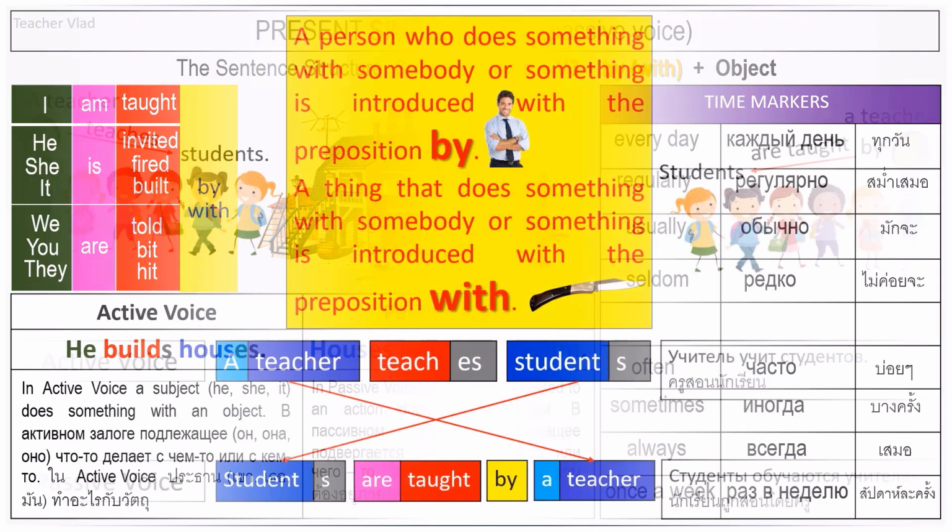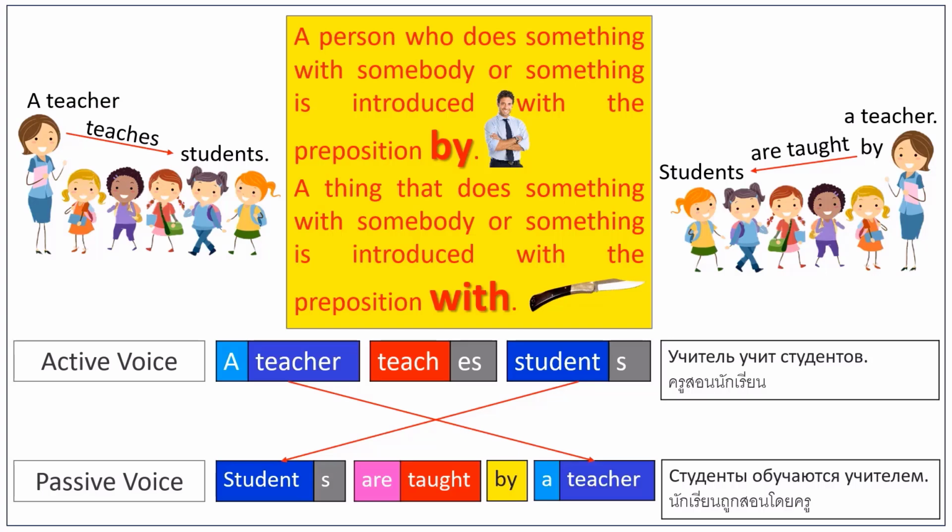In this slide, you can see 2 pictures. The one on the left shows the active voice: a teacher teaches students. The one on the right shows the passive voice: students are taught by a teacher. Underneath, you see sentence structures in rainbow colors that show the way a sentence structure changes when we change the active voice into the passive voice. If you don't know how to make interrogative and negative sentences in the passive voice, watch the previous videos about the passive voice.